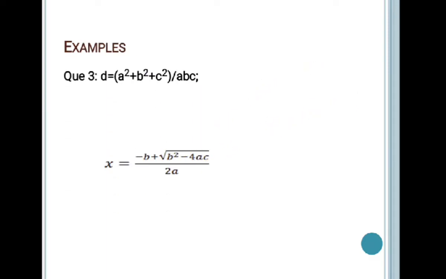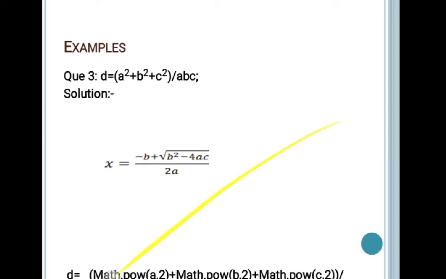Let us suppose we have d equal to a raised to the power 2 plus b raised to the power 2 plus c raised to the power 2, divided by abc. Now again you have to write a proper Java expression for this. As you know, for the square value we have Math.pow. You can use the Math.pow function over here, or you can use a into a. A raised to the power 2 means you have to multiply a how many times? 2 times. So you have both options available. You can use Math.pow or you can write it simply.